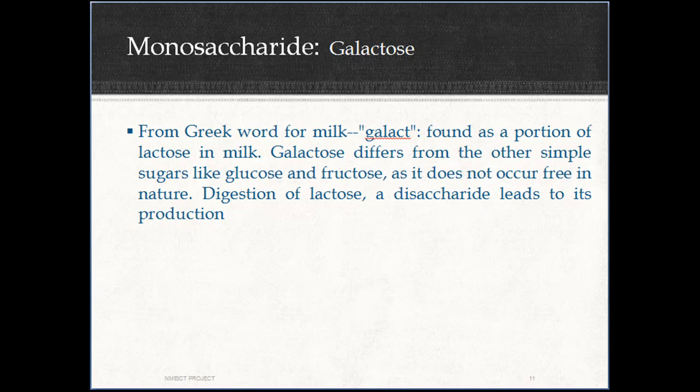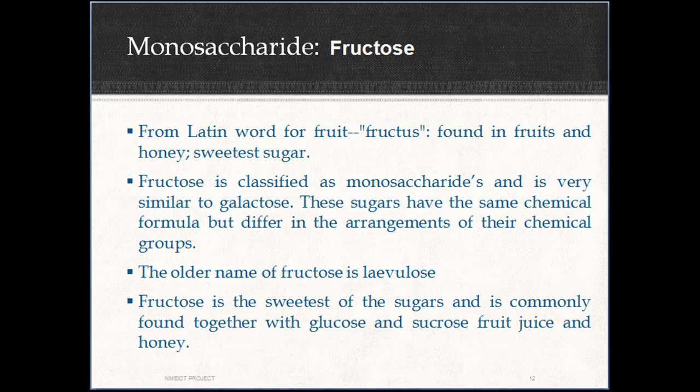Another example of monosaccharide is fructose. It is from the Latin word fructus, which means it is found in fruits and honey. It is one of the sweetest sugars. Fructose is classified as a monosaccharide and is very similar to galactose. These sugars have the same chemical formula but differ in the arrangements of their chemical groups. Bees collect nectar from flowers which contain sucrose.